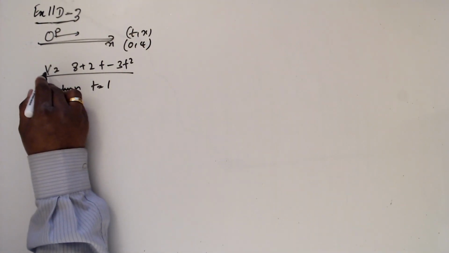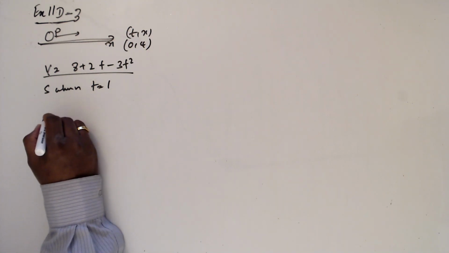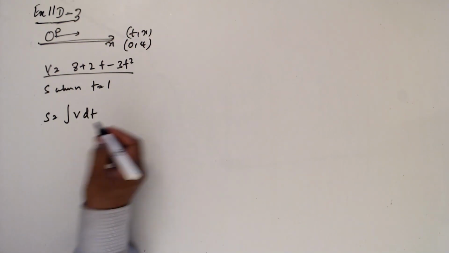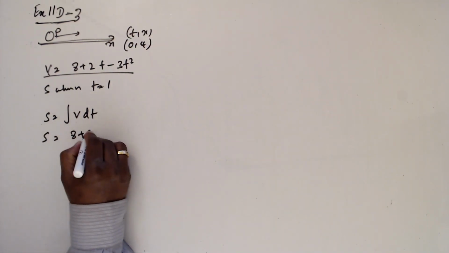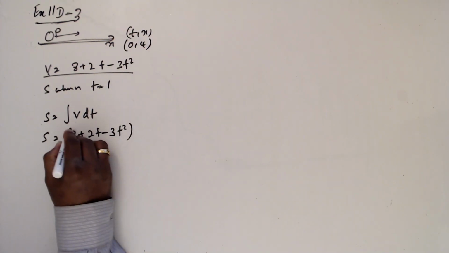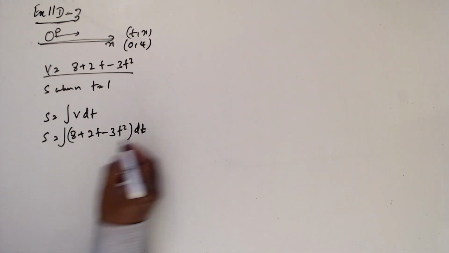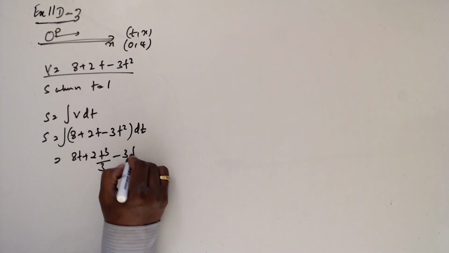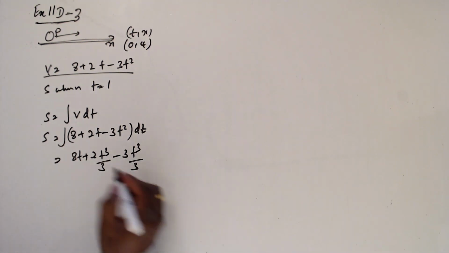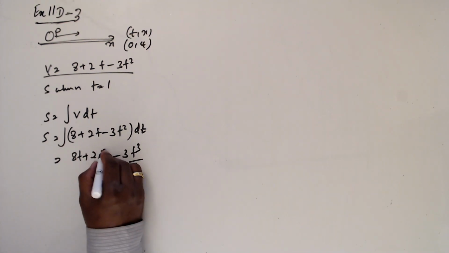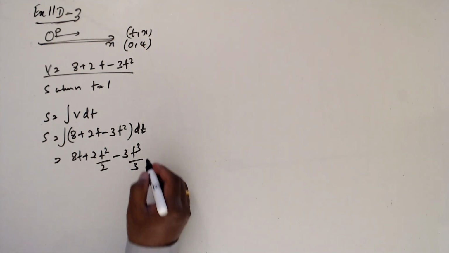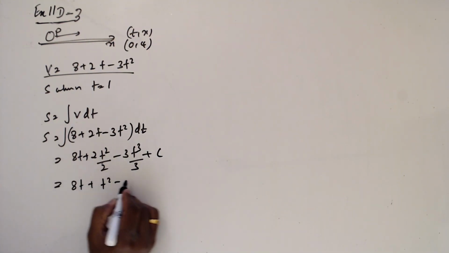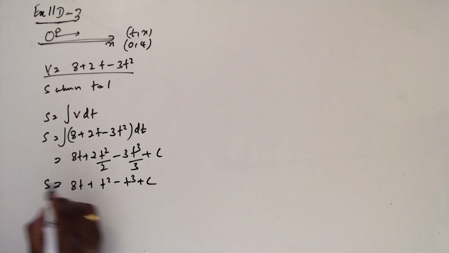Now this velocity relationship we want to turn into a displacement. So s equals the integral of v dt. So s equals the integral of 8 plus 2t minus 3t squared dt. So this is 8t plus 2t squared over 2 minus 3t cubed over 3 plus c. So s equals 8t plus t squared minus t cubed plus c.